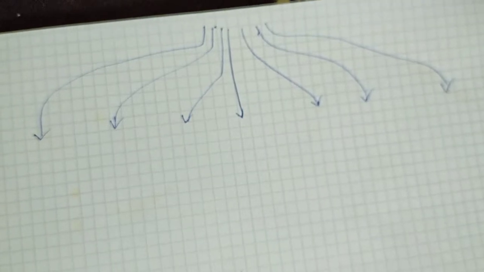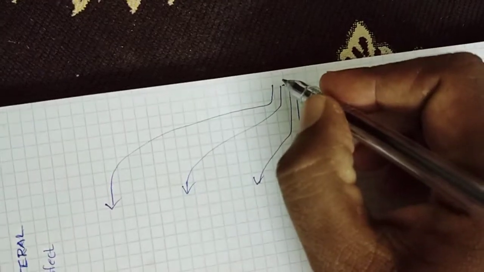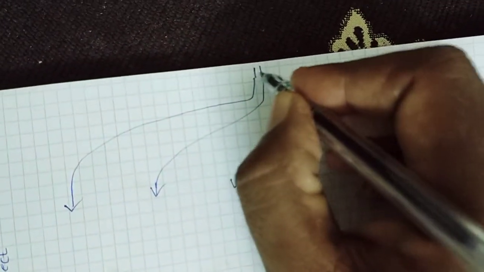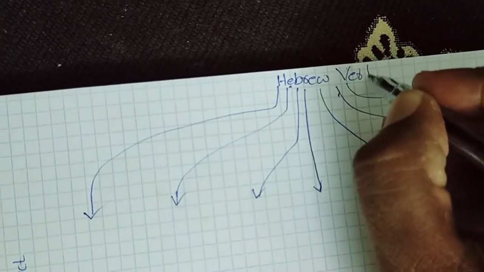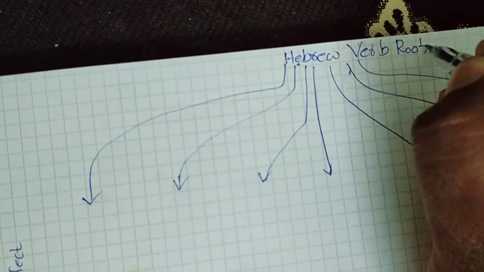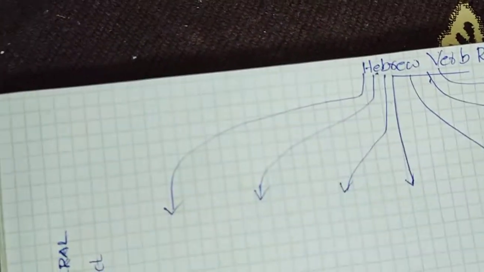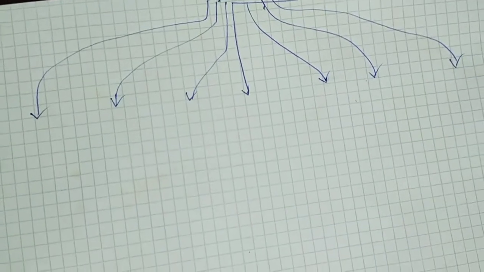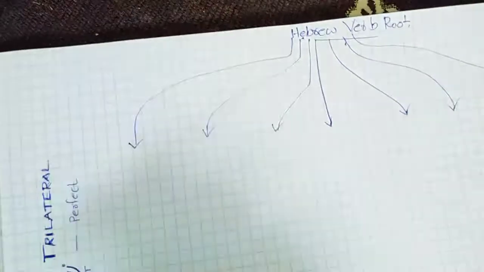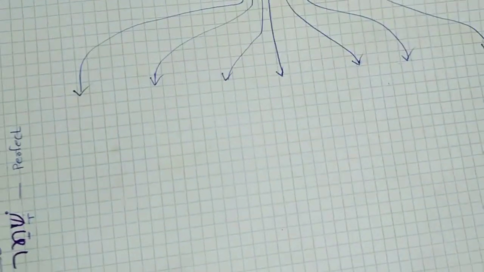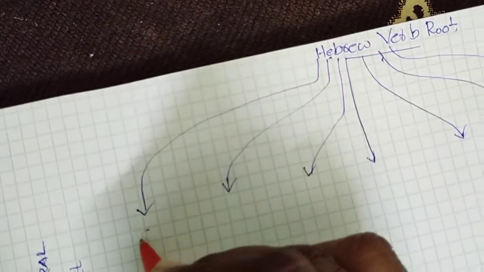Okay, that's why I have drawn for you seven Hebrew verb roots. I can write for you here, Hebrew verb root, that is conjugated under seven heads. First one, second one, third one, fourth one, fifth one, sixth one, seventh one. That we call the seven Hebrew root words. First one is Kal form.